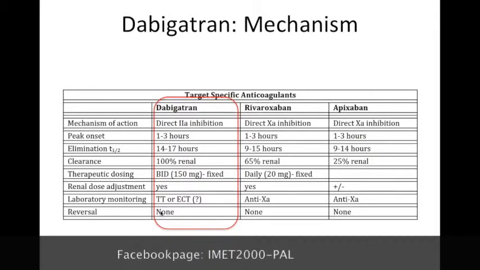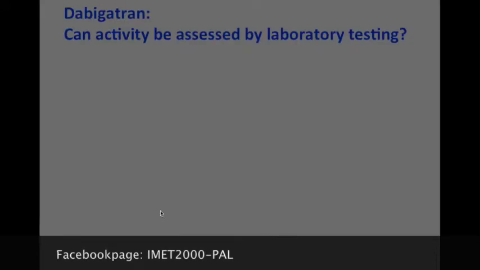So how does Dabigatran work? It is a direct thrombin inhibitor. Its peak onset is about 1 to 3 hours. Its elimination half-life is 14 to 17 hours, depending on patient's renal function, among other things, and age. It's a twice daily dose. It should be dose adjusted for renal insufficiency, and it's monitored by the thrombin time if it's available, or the ECT, which is what we also call the activated clotting time.